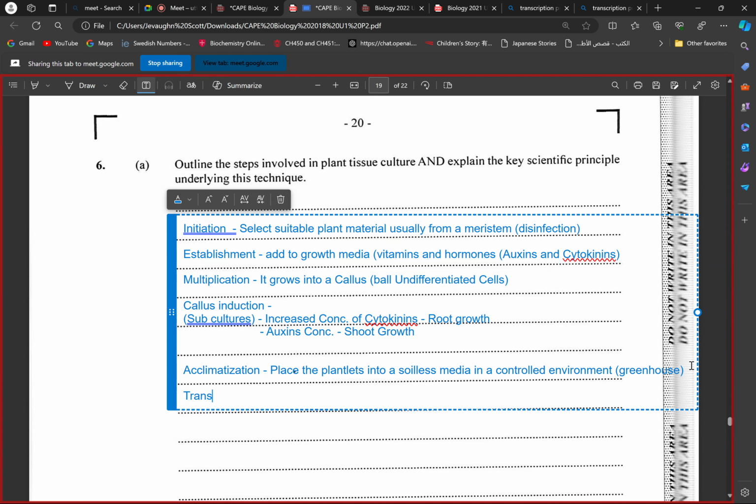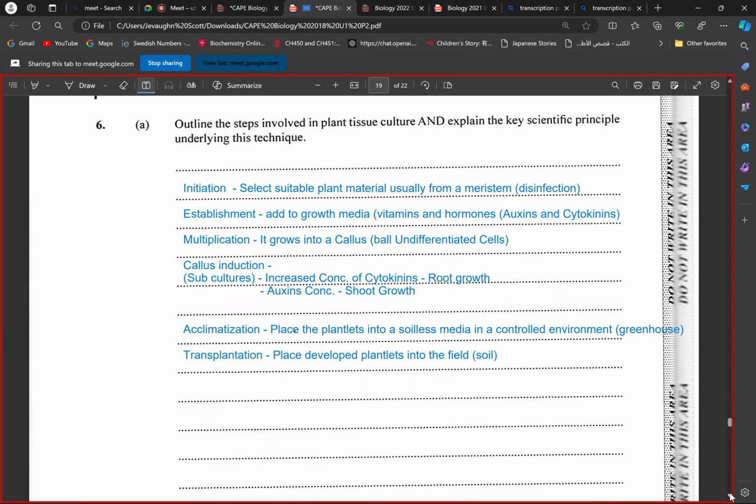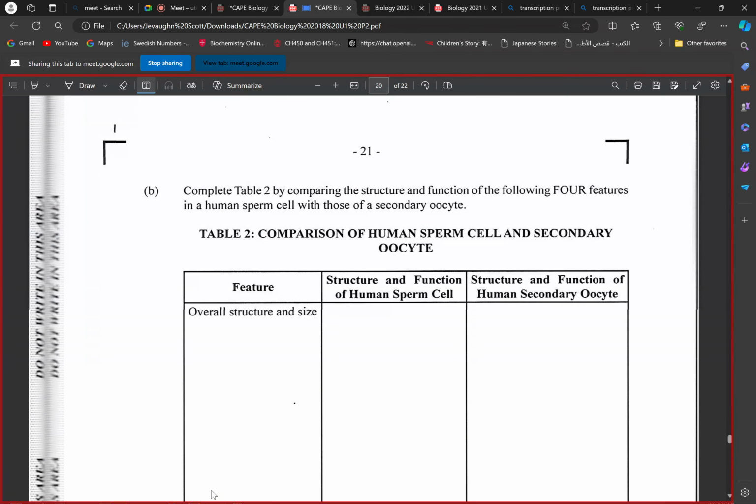You can have transplantation, or what you call hardening, where you take it out of that environment and put it into the field, into the soil. That's what you're proposing, right? Yes, sir. So soil. Lovely. So we have the process here. We know what's happening, and we know why with each of the things, because I wrote down why we do each of them. Lovely. Seven marks there. And then we move into the last component, the module 3 component of section B.